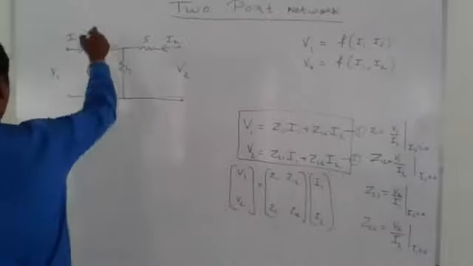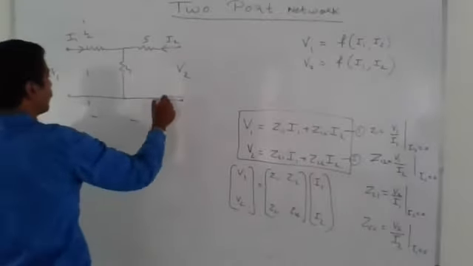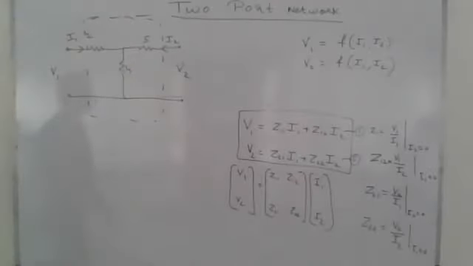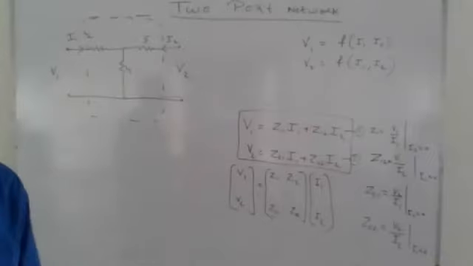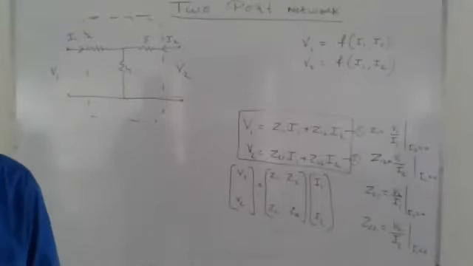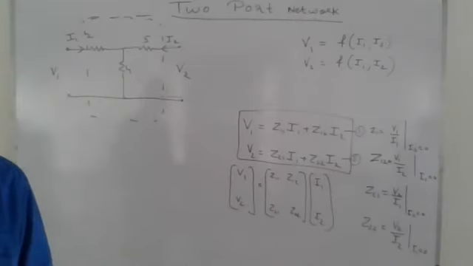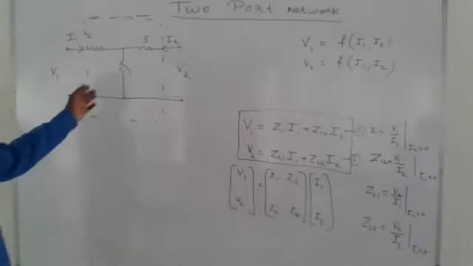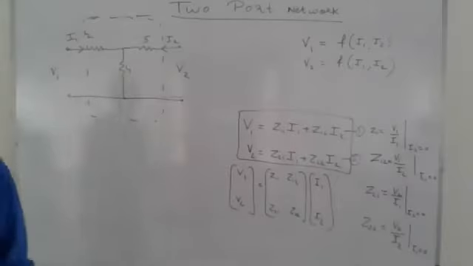Of course, this is a two-port network. This dotted box is the two-port network. There is no voltage source, no current source. The network doesn't have independent energy sources. Just this box is given and we are asked to find the Z parameters of this two-port.